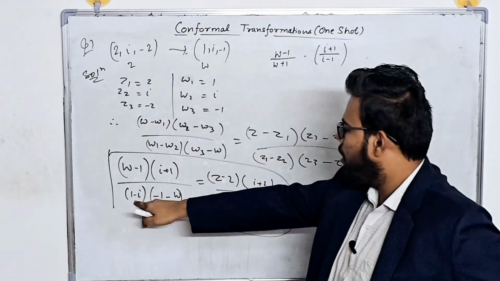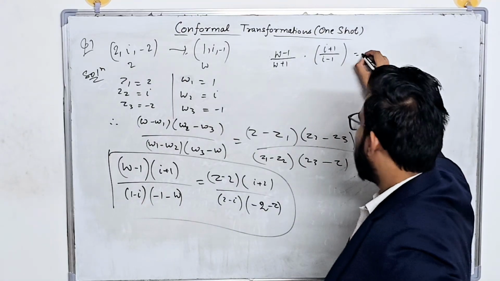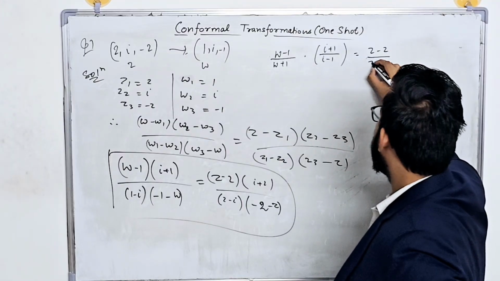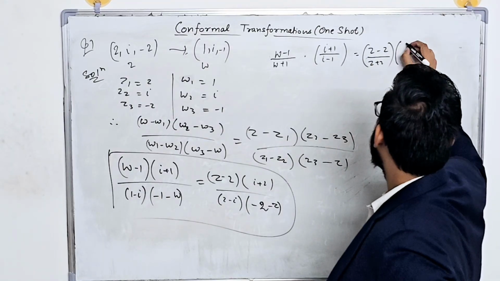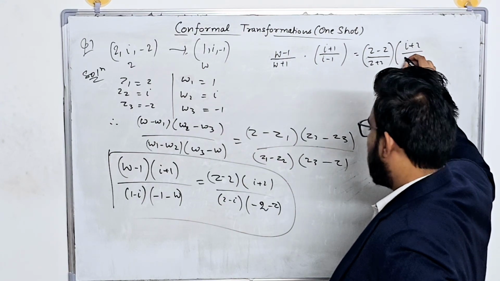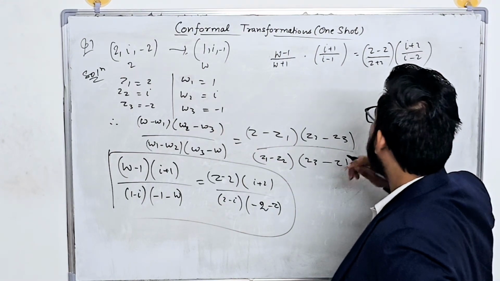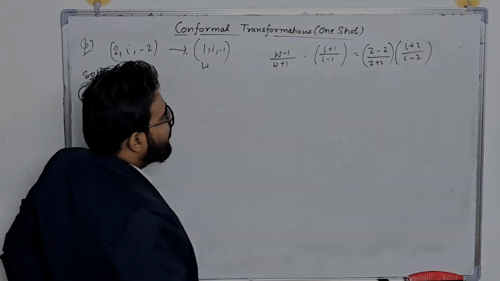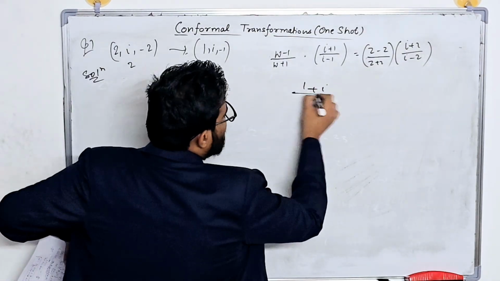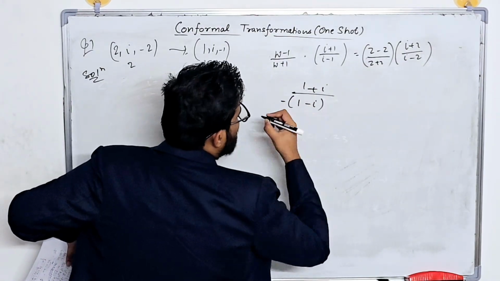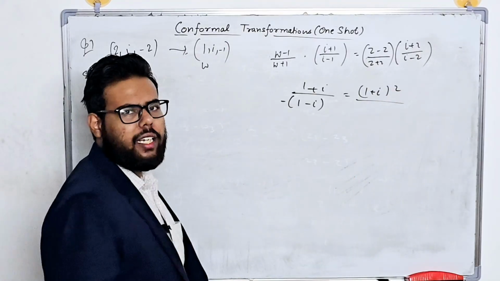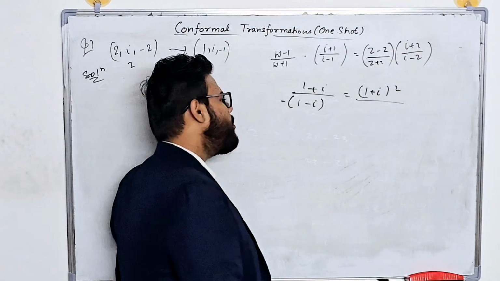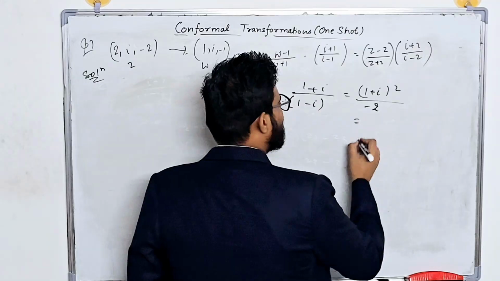I just took the negative sign common and multiplied it over here, is equal to (Z minus 2) divided by (Z plus 2) times the quantity (I plus 2) divided by (I minus 2), right? Okay, so now let's erase. Now (1 plus I) divided by (negative 1 minus I) is equal to (1 plus I) whole square divided by the quantity (1 minus I) whole square, which is equal to negative 2, right?